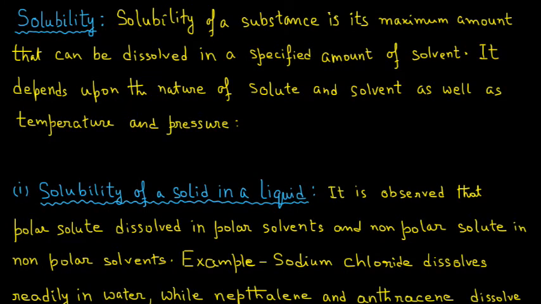Now, solubility. Solubility of a substance is its maximum amount that can be dissolved in a specified amount of solvent. It depends upon the nature of the solute and solvent, as well as temperature and pressure.